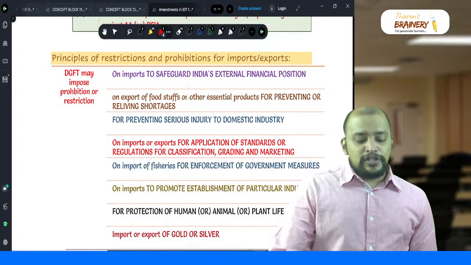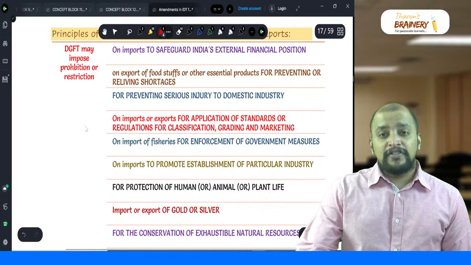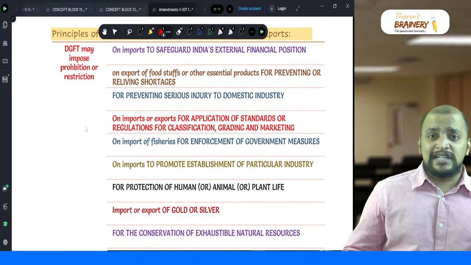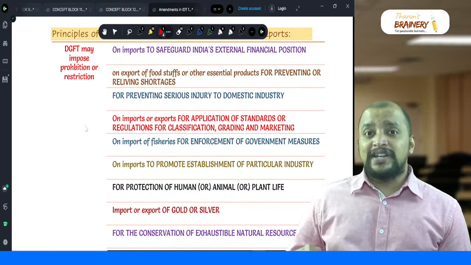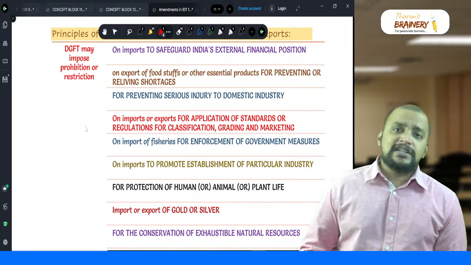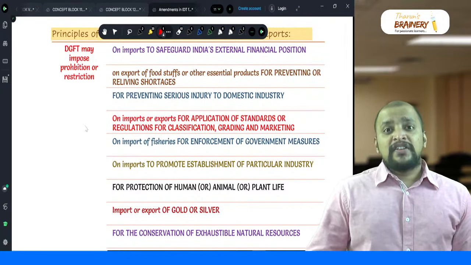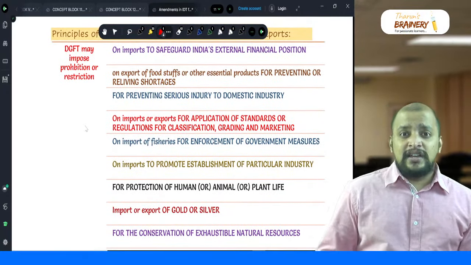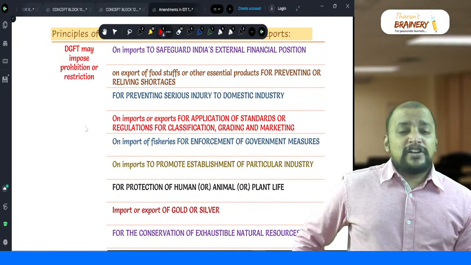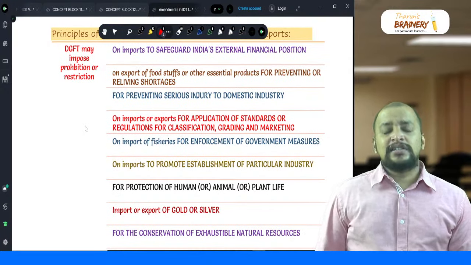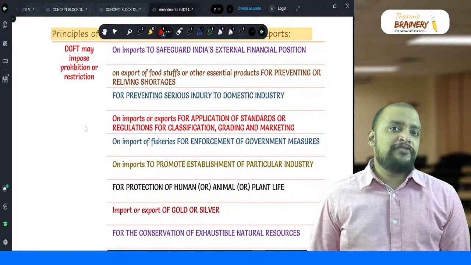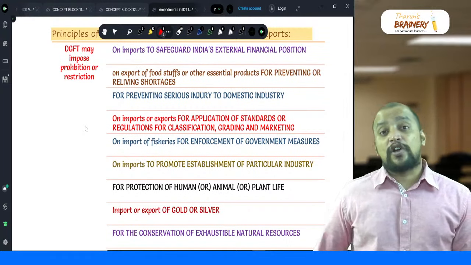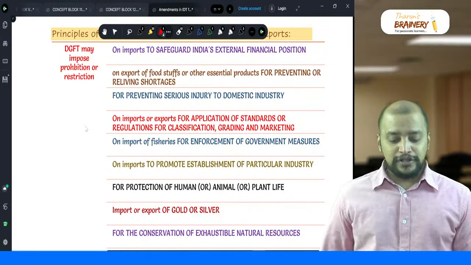Or on export of foodstuff or other essential products for preventing or relieving shortages. So whenever the food is scarce, say paddy is scarce or wheat is scarce, then they may prohibit export of these food items. Then for preventing serious injury to the domestic industry, when they feel that certain manufactured goods like electronic gadgets or some kind of food items like chocolates, etc., may cause injury to the domestic industry, then also they can prohibit.